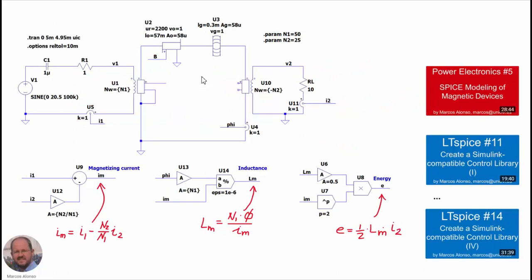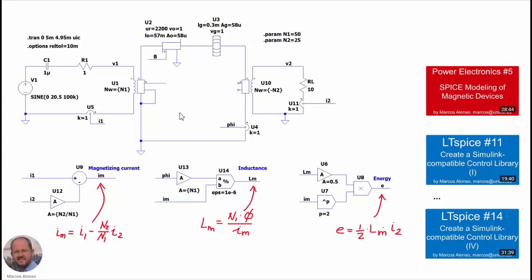Here we have our model of the transformer. It is the same as in the case of the inductor, but we have added here this secondary with a load, and now here in this part below we are calculating the magnetizing current, implementing this expression that we know. Here we are calculating the value of the inductance, implementing this expression here.